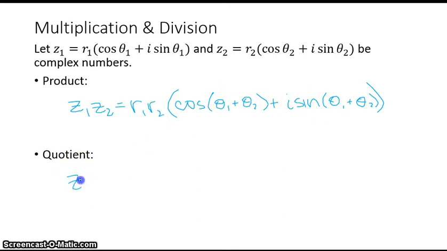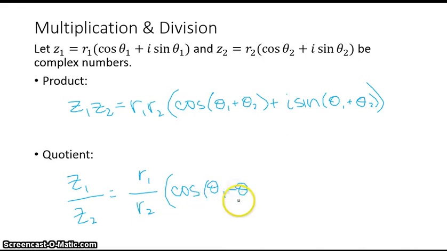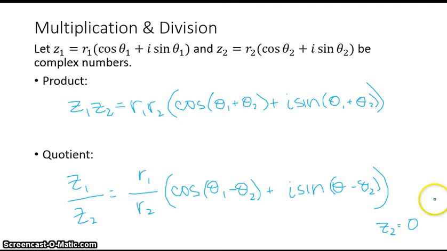For the quotient, if I did z1 divided by z2, I would divide my r's and subtract my angles. Assuming, of course, that your second complex number is not just 0, because then you couldn't divide by 0.